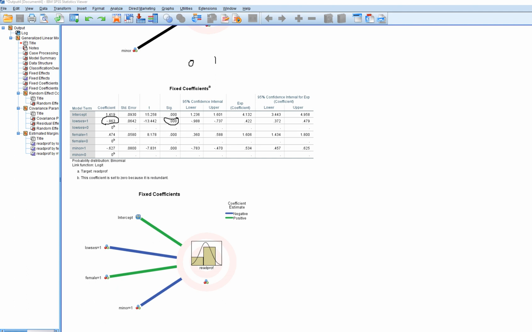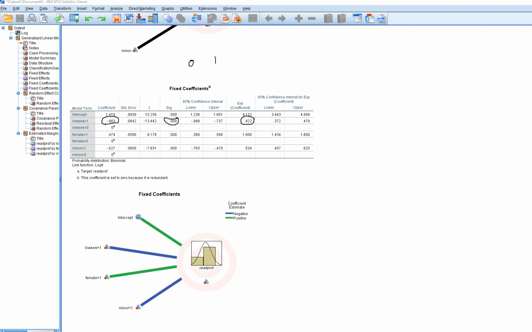And then also, if you look at the odds ratio right here, you can see it's actually less than 1, which is essentially indicating that once again the students identified as low in SES were less likely to be identified as reading proficient than the non-low SES students.